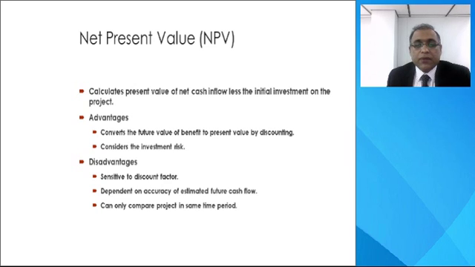However, one of the main disadvantages with the net present value is it's sensitive to the discount factor. It depends on the accuracy of the estimated future cash flow. So cash flow might fluctuate due to procurement and unforeseeable circumstances, and it will affect the present value of the investment, but the net present value cannot factor that in. It can only compare projects in the same time period.